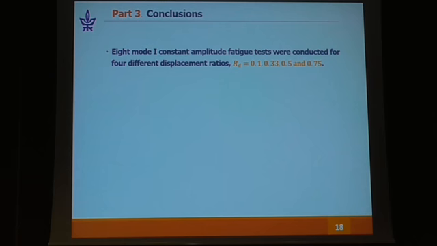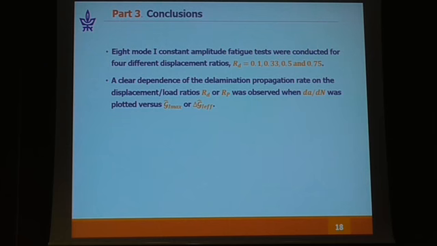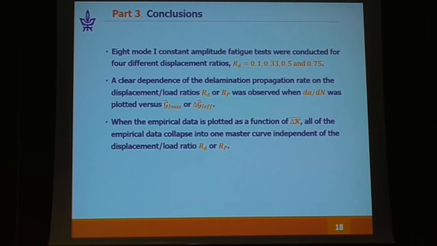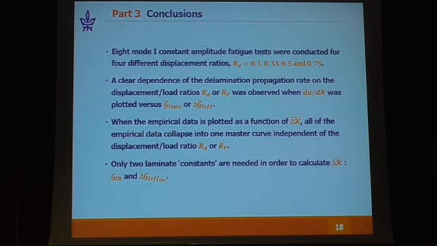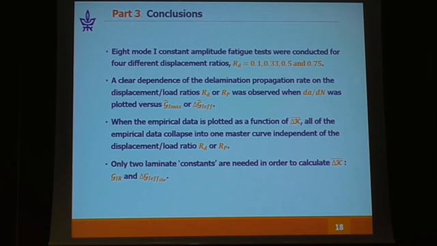So 8 mode 1 constant amplitude fatigue tests were conducted using 4 different displacement ratios. A clear dependence of the delamination propagation rate was seen when using the ADN and when using Gmax or delta G1 effective. But when the empirical data is plotted as a function of delta K bar, all of the empirical data collapse into one master curve independent of the displacement or load ratio. Only 2 laminate constants are needed in order to calculate delta K bar: G1R, which may be found from quasi-static tests, and delta G1 effective threshold, which I showed you a way to estimate.